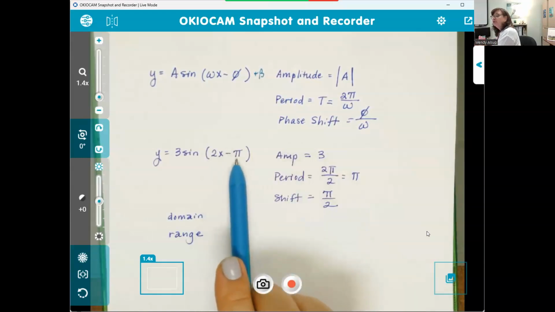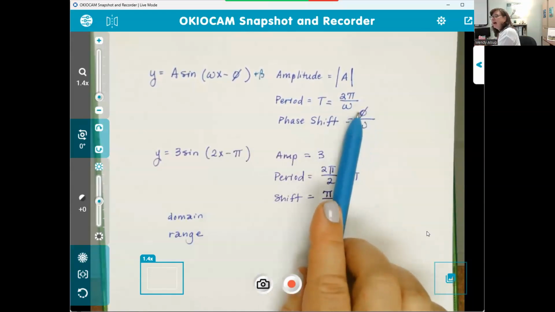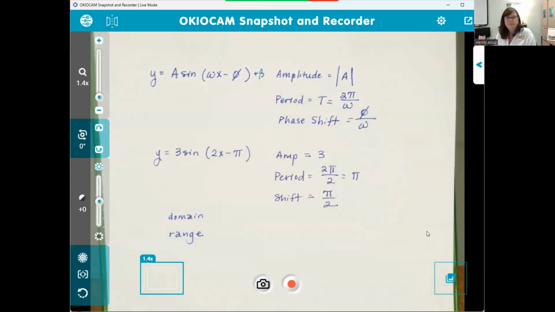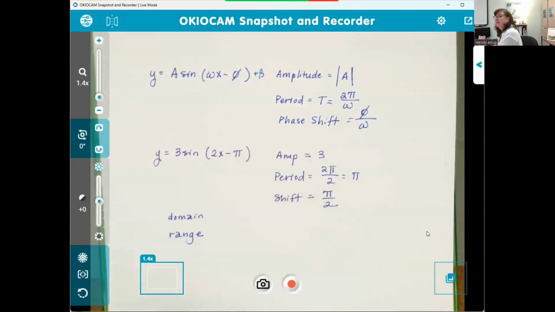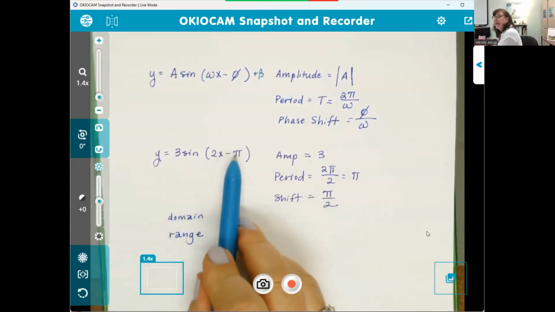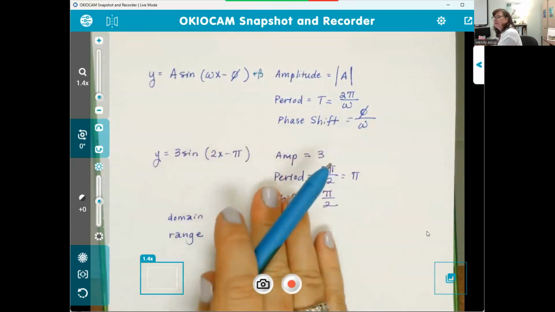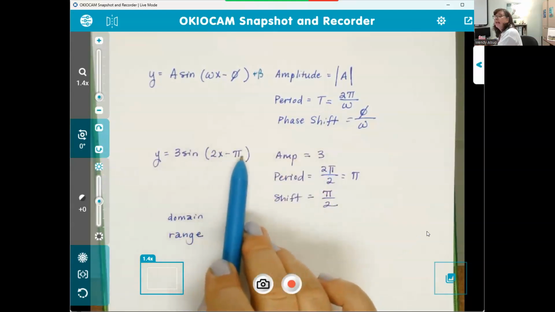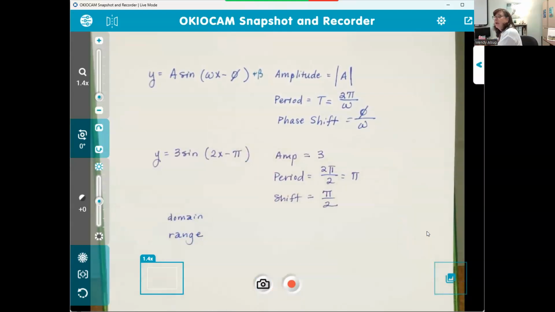And we have a phase shift of phi divided by omega, pi divided by 2. It'll be positive pi over 2. And so remember, it goes in the opposite direction. You might think it's negative pi over 2 and it's going left, but it's actually going right. All right, so let's think about it.